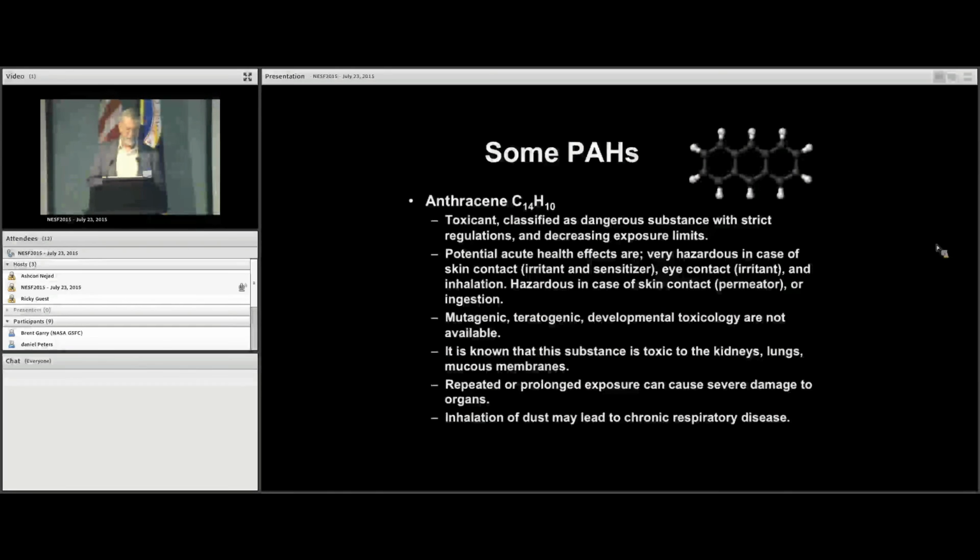It's mutagenic, teratogenic, hazardous to skin contact, inhalation may lead to chronic respiratory disease, may cause organ damage. It's toxic to kidneys, lungs, and mucous membranes.